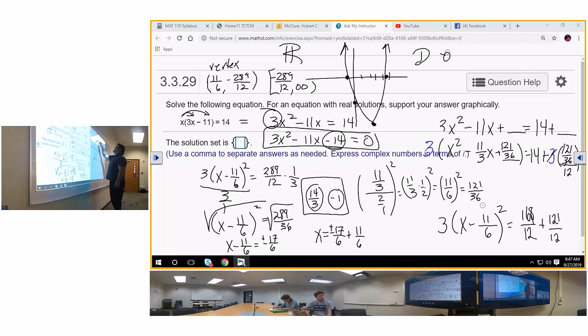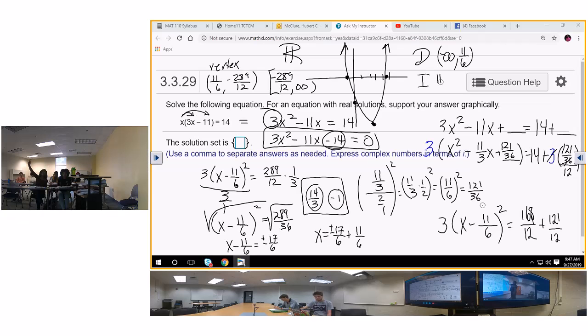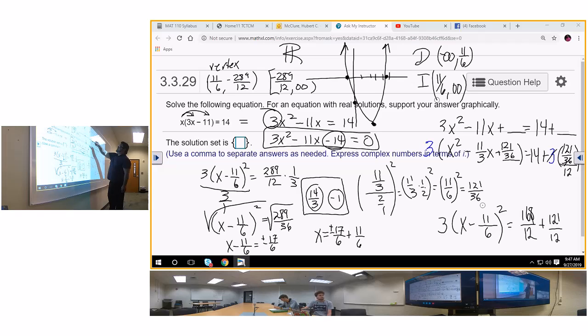Decreasing from negative infinity to 11/6. Increasing from 11/6 to infinity. And there you go. Line of symmetry is 11/6.